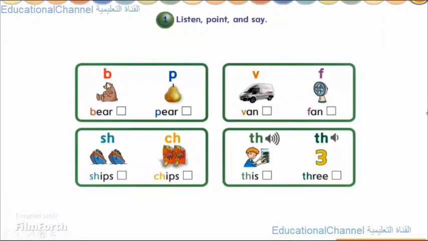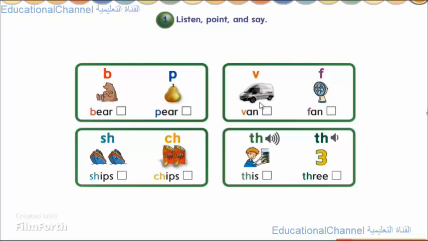B says, b, b, b, b, bear. P says, p, p, p, p, pear. Now you make the sounds and say the words. B, b, bear. P, p, pear.